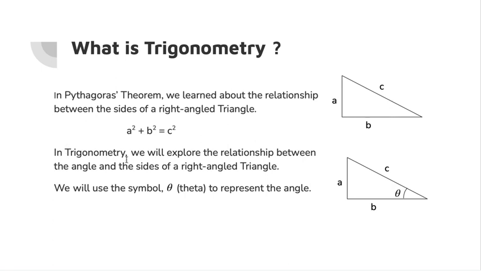In trigonometry, we will explore the relationship between the angle and the sides of a right-angled triangle. That is, if we know the angle, we can find the sides. And if we know the sides, we can find the angle. We will use the symbol theta to represent the angle.